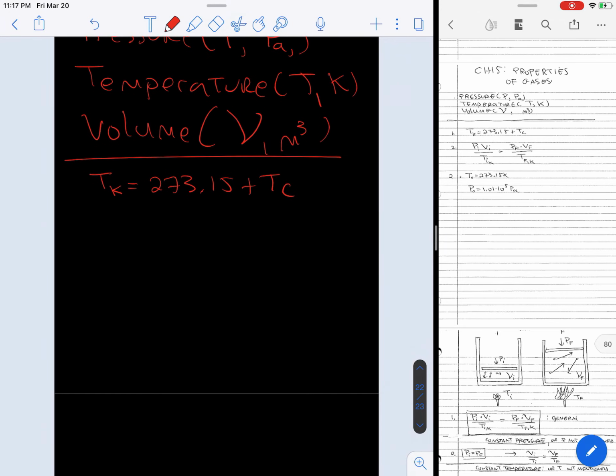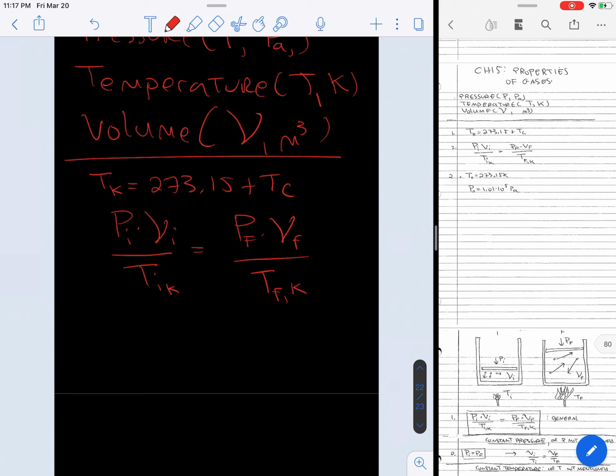And this formula here, which is pretty general: initial pressure times initial volume divided by initial temperature in kelvins is going to equal final pressure times final volume divided by final temperature in kelvins.